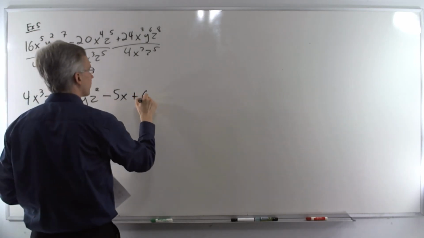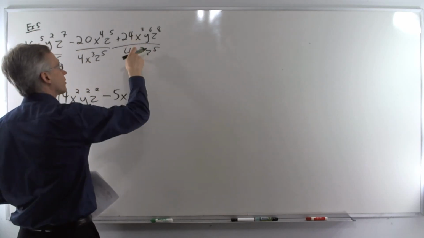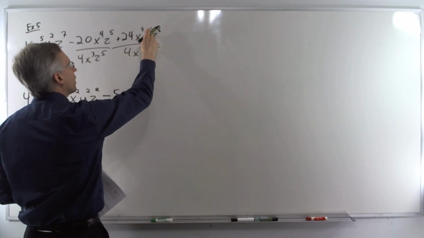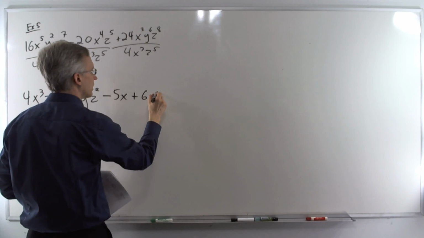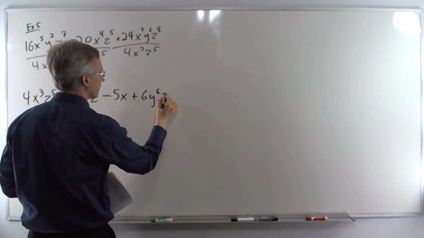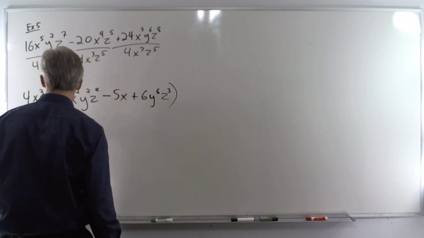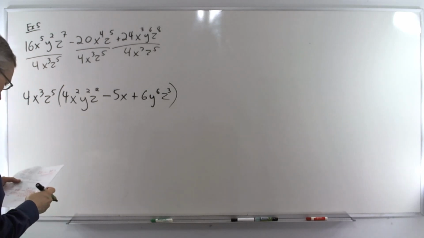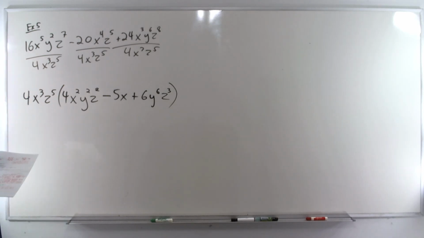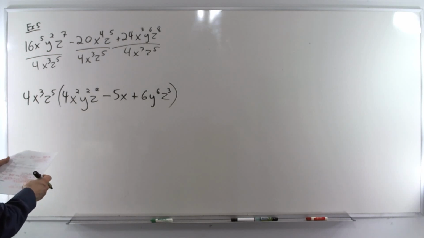Plus, 24 divided by 4 is 6. X to the 3rd over x to the 3rd, those cancel. Y to the 6th, that's going to stay. And z to the 8th over z to the 5th is z to the 3rd power. So that gives us 4 x to the 3rd z to the 5th times 4 x squared y squared z squared minus 5x plus 6 y to the 6th z to the 3rd.